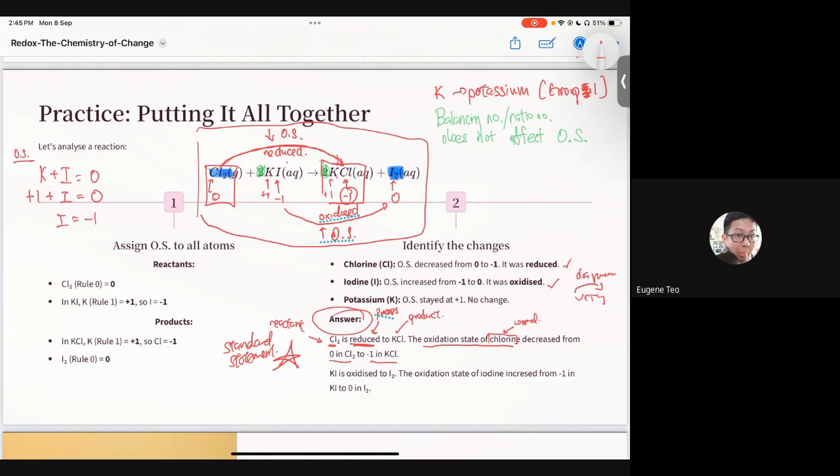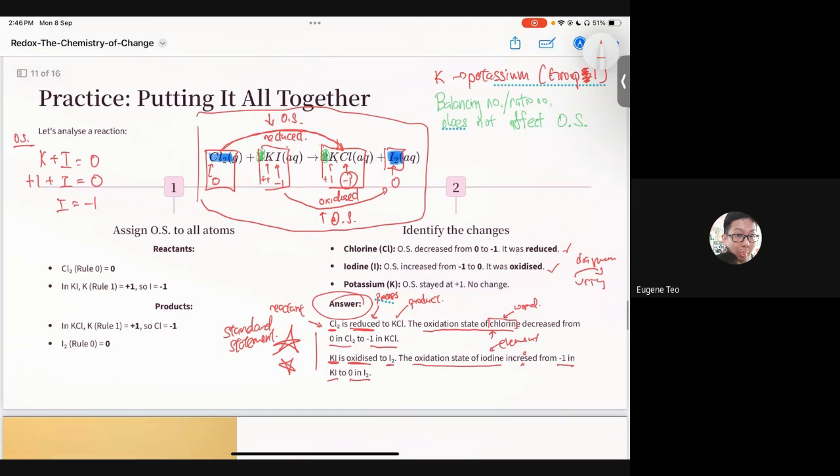How about the oxidation answer? So therefore, the next one I'm going to look at: KI is oxidized to I2. How do I know? Because the oxidation state of iodine, take note, it's not iodine the formula, it's iodine the word. So this is the element. Take note, it is the element. Increased, sorry, spelling mistake, increased from -1 in KI to 0 in I2. This standard statement, please, I put 2 stars here. You must know how to write.